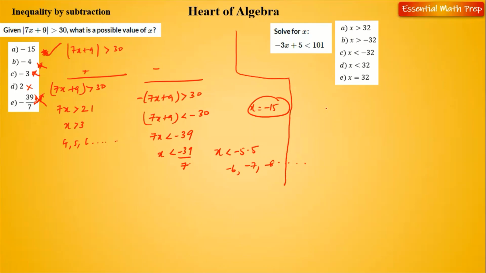Let's solve this one. So we have negative 3x plus 5 less than 101. We have to get rid of the 5 first. So if you add negative 5 on both sides, 101 minus 5, I think is 96, right? And then you get rid of the 3, so that will be negative x less than 32. And you get rid of the negative, so you have to change the sign. So x is greater than negative 32. If it is greater than negative 32, then the answer would be B.